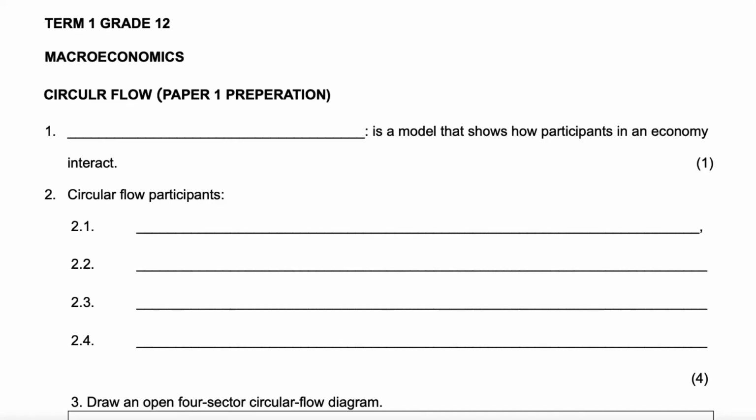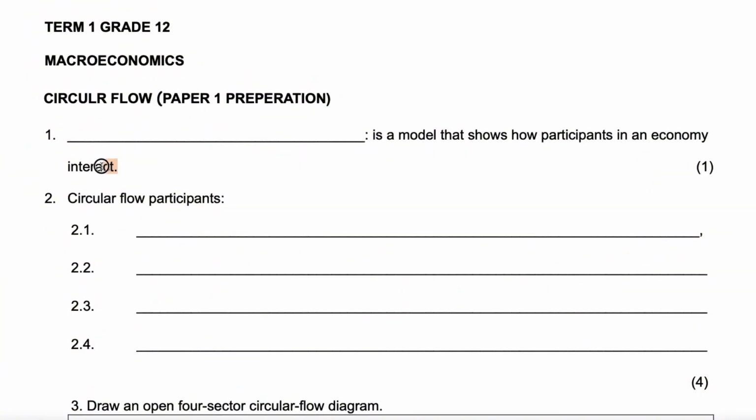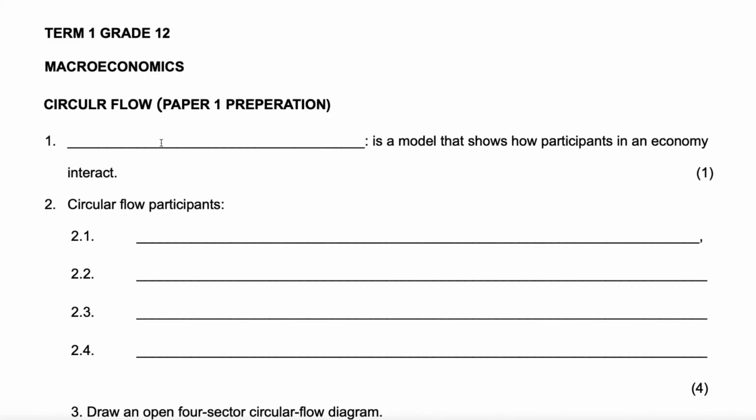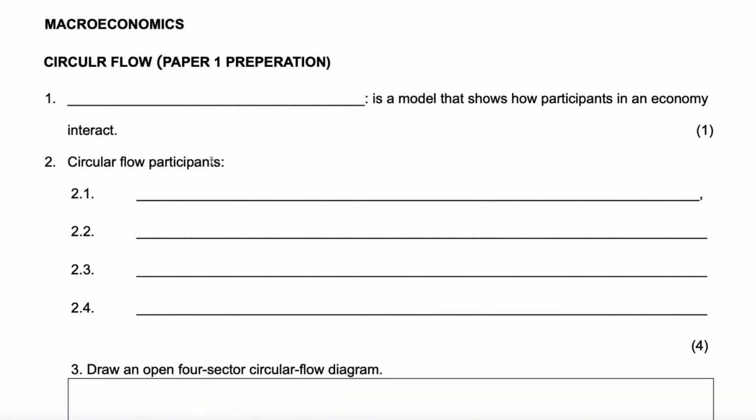So to get started, what is a model that shows how participants in an economy interact? Right, we start by analyzing this word model. A model is a representation of the real thing. So there's a model that we use to show how participants in an economy interact. We will be having a look at these participants and how they relate with one another. So if you're answering here, you would have to write circular flow, okay? Because a circular flow is a model that shows how participants in an economy interact.